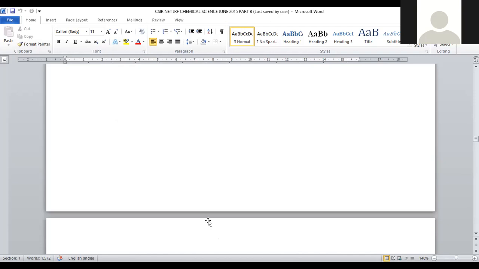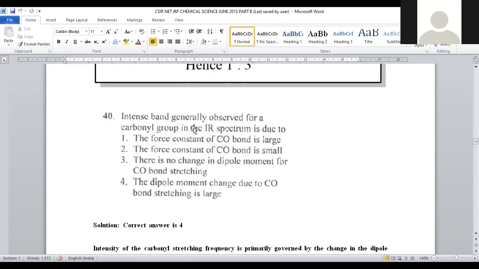Let us move on to question number 40. The intense band generally observed for the carbonyl group in the IR spectrum is due to, right? So when we observe the IR spectrum, again it is a part of inorganic analytical spectroscopy, right? When we observe the IR spectrum, the fundamental selection rule is a change in the dipole moment. Whenever a molecule possesses a dipole moment change, then only it is IR active. A non-polar molecule will be IR inactive. That is the driving force for the IR spectrum of any compound.